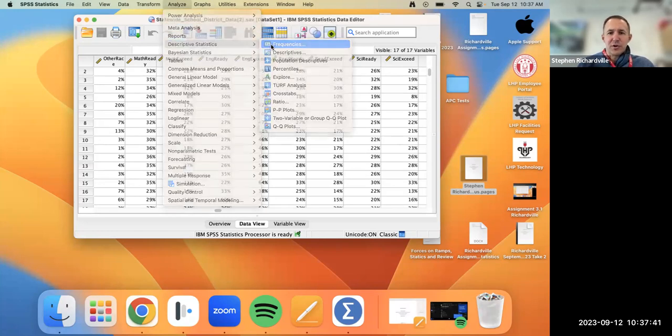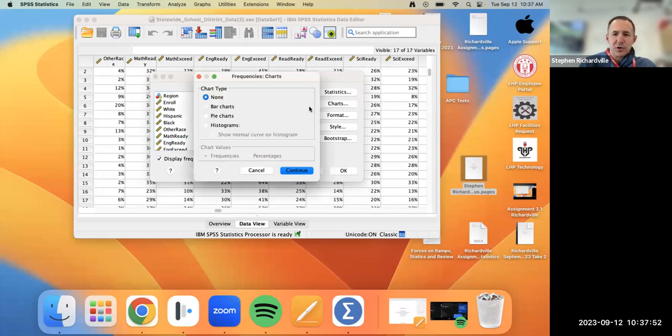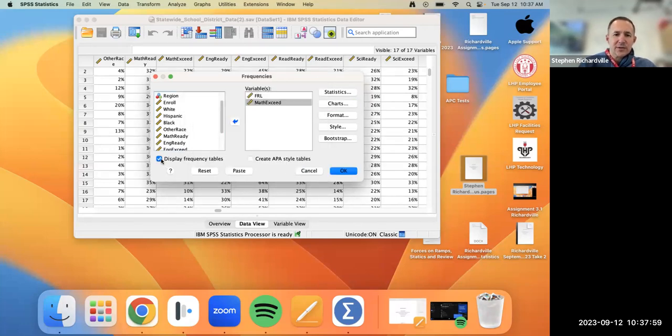Descriptive statistics, I want to show you how I would go through this. We're going to compare specifically the variables of free and reduced lunch and exceeding in math. And we're going to go to charts. We're going to click on histogram. We do want to show the normal curve there. All looks good. We do not need to display the frequency tables. We just want to look at the curvature, the normality curve.